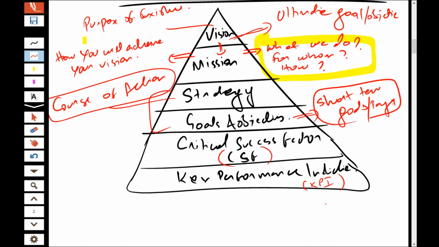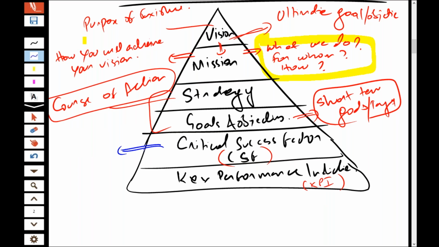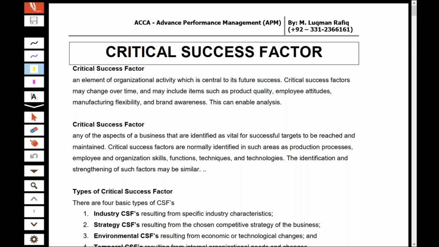So when we talk about the CSF and the KPI, what exactly are these? Let's have a discussion about it. The critical success factors are the things you must excel at. Now, what exactly do you mean by critical success factors? Let me take you through a few of the things pertaining to them.